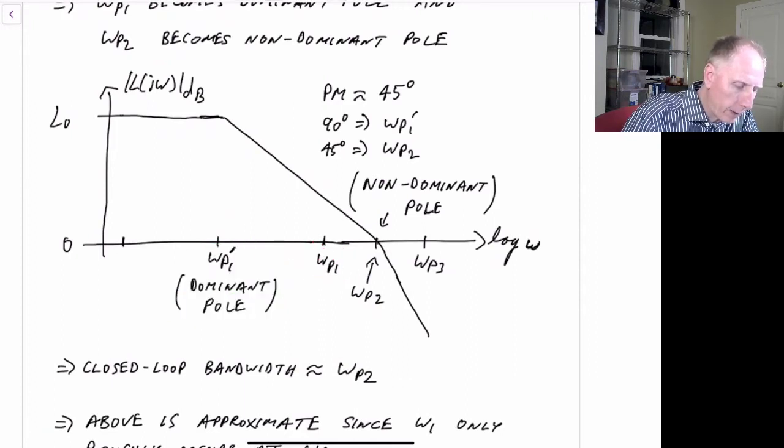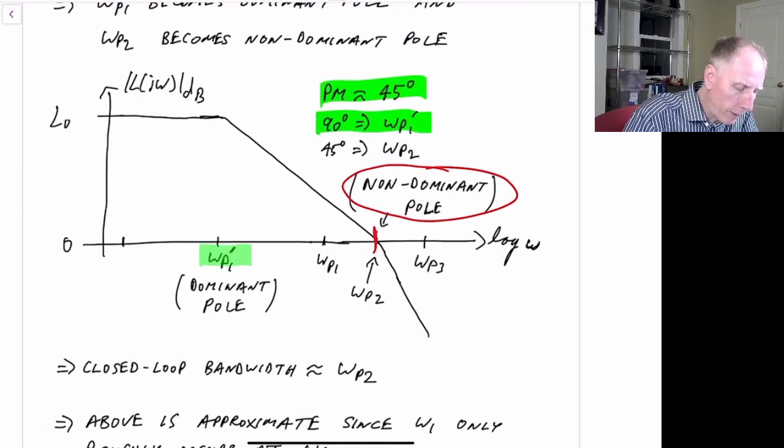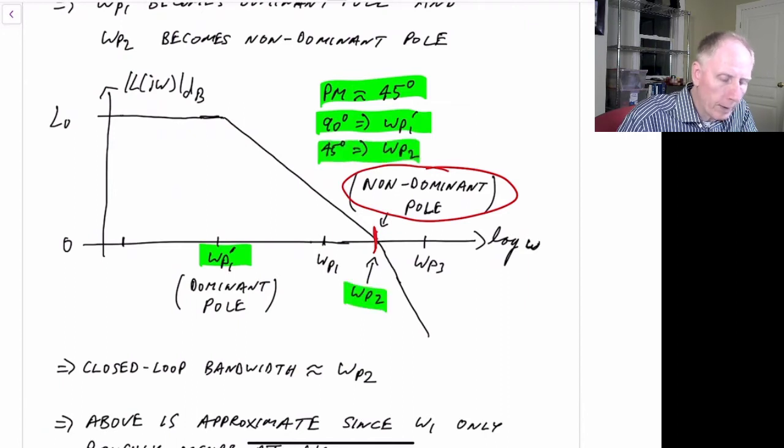And then we make it so that omega 1 now, our non-dominant pole, occurs around omega p2. So this becomes our non-dominant pole, omega p2. And again, our phase margin is going to be 45 degrees because we'll get 90 degrees due to omega p1 and 45 degrees due to omega p2. And so we'll end up being 45 degrees away from minus 180 because we'll be at minus 135 degrees.